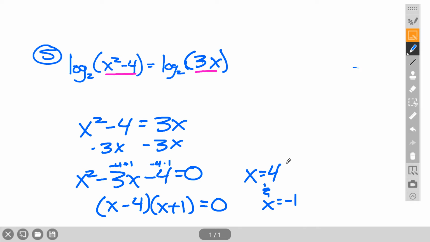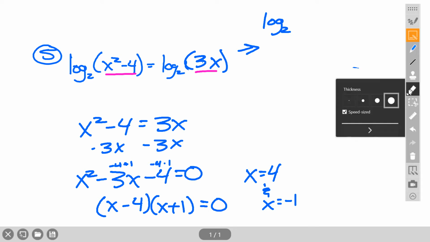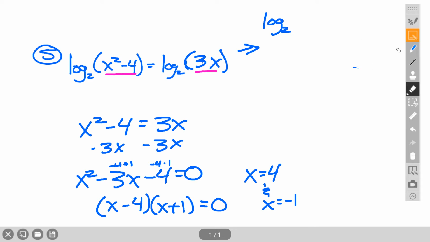Now, one of these is not going to work, okay, because this only has one solution. So let's try these solutions and see which one is going to work. Okay, so log base 2 of 4 squared minus 4. So log base 2 of 12 is equal to log base 2 of 3 times 4.